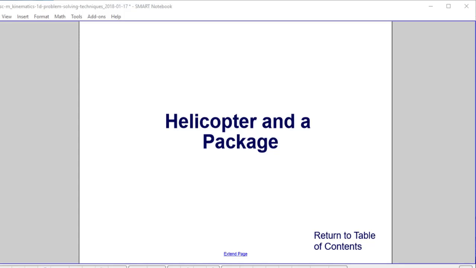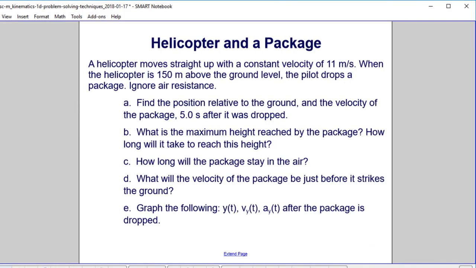Helicopter, and a package. We have a helicopter moving straight up with a constant velocity of 11 meters per second. When it's 150 meters above the ground level, the pilot drops a package. Ignore air resistance for this problem.